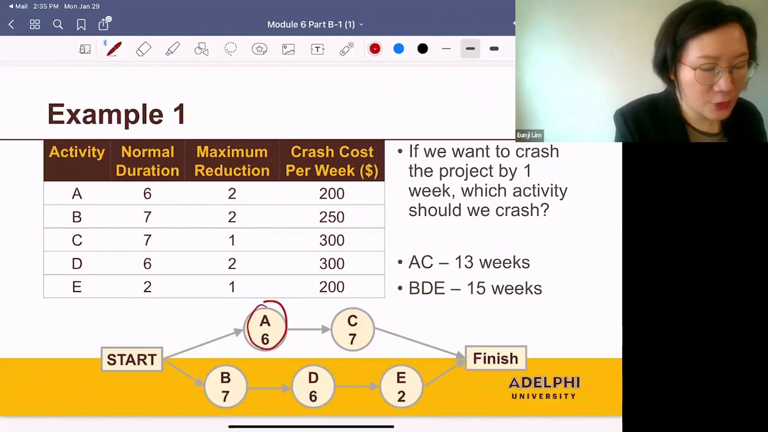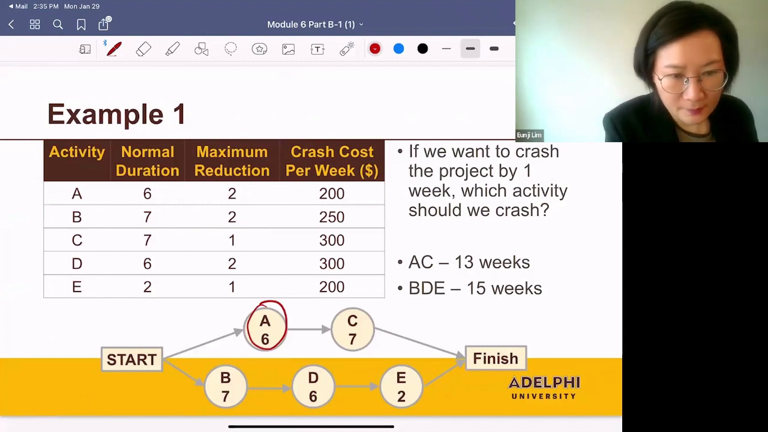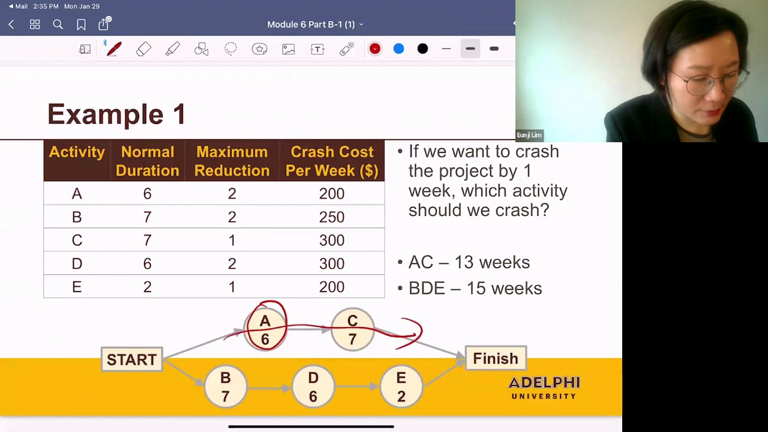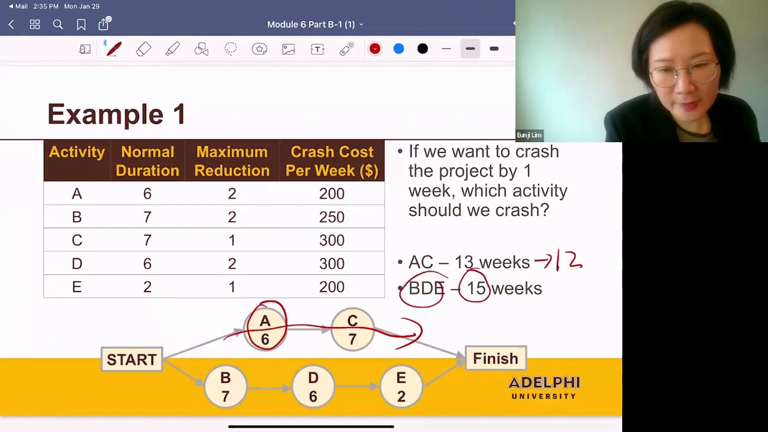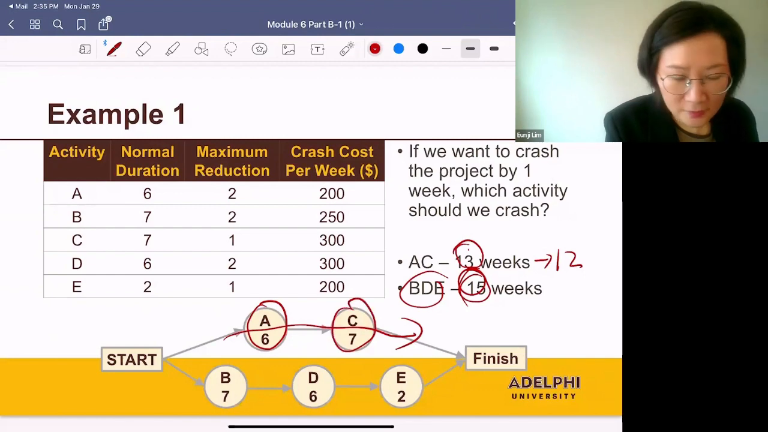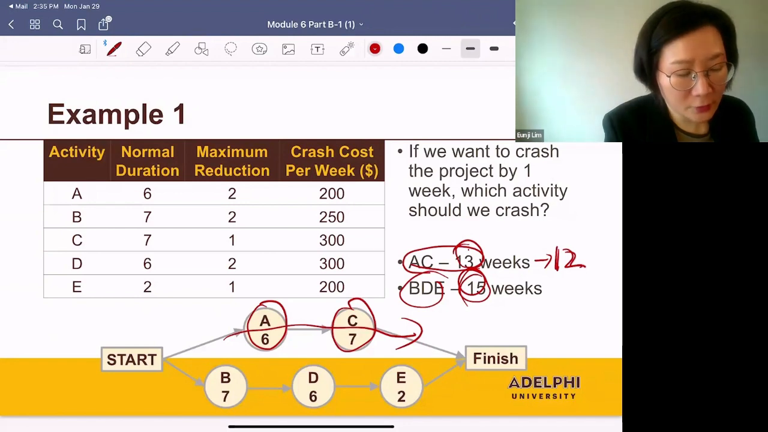So, for example, if you crash A, what happens? The length of this activity will be reduced to 12. So the critical path will still be B, D, and E. So the project's completion time is still 15 because the project's completion time is not affected by non-critical activities. Now, if you crash C, again, the length of this will be 12 and the critical path will still be BDE, so the project's completion time is still 15.